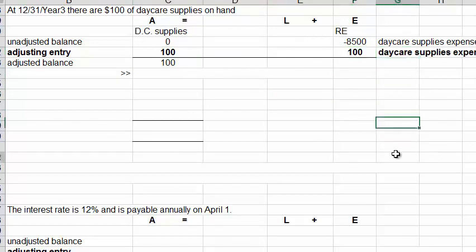That should also go to the daycare supplies expense account, because this is an adjustment to the expense account. If you think about it this way, they purchased $8,500 of supplies during the year. There's $100 left, so they must have used the other $8,400. So the daycare supplies expense account is too large. This $100 reduces the expense account. So this is our balanced adjusting entry: increase assets, increase retained earnings by decreasing an expense account.